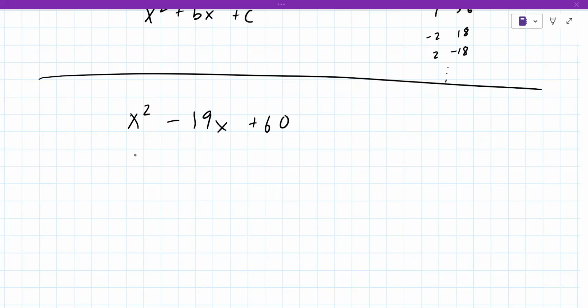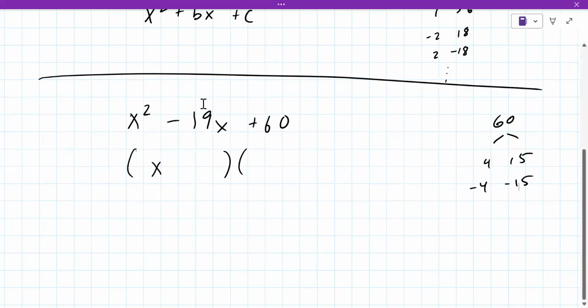Yes. But what are the signs here? Oh, so x plus 4. Nope. The only way you can get to positive 60 is 4 and 15 or negative 4 and negative 15. And you need the one that adds to negative 19. Oh, negative 19. Oh, yeah. Negative 4 and negative 15. Yes. Okay. So x minus 4, x minus 15.